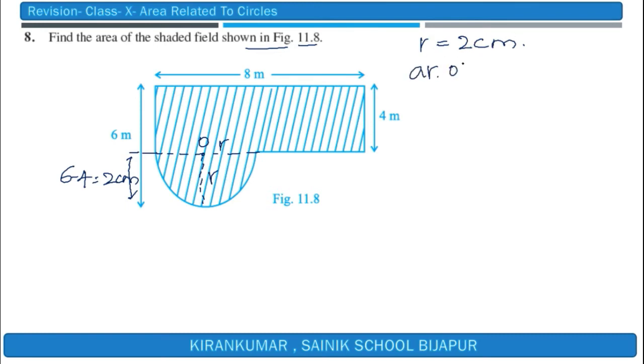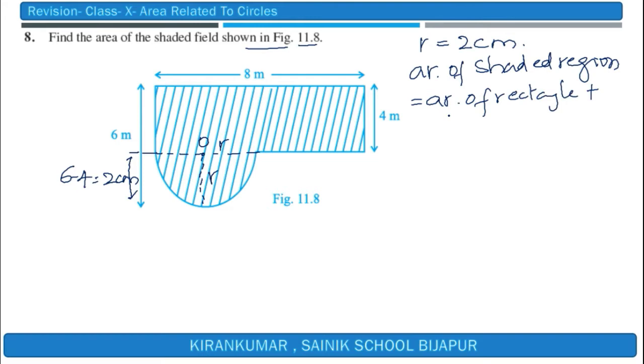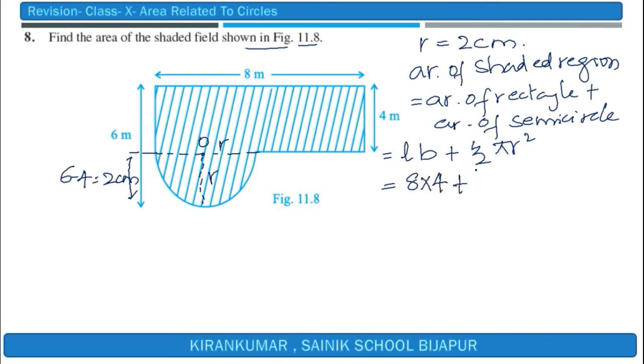So the area of the shaded region will be equal to the sum of the area of the rectangle plus the area of the semicircle. Area of the rectangle is length times breadth, plus the area of the semicircle is half pi r square. The length is 8, breadth is 4, plus half into pi into radius square, which is 2 square. So one of the two gets cancelled. This becomes 32 plus 2 times pi. Since it is in meter, the area will be in terms of meter square.